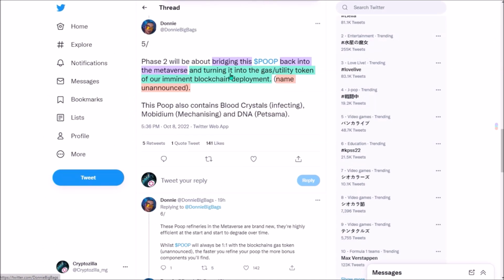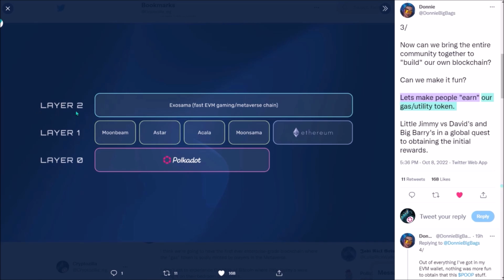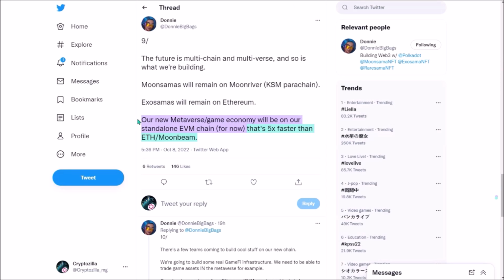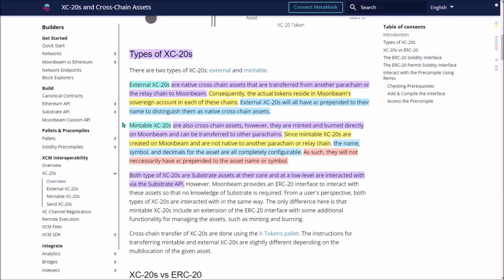According to what Donny tweeted, Poop will soon be used as a gas and utility token in the upcoming Layer 2 EVM blockchain that will be a gaming and metaverse focused chain with very low latency and very fast transaction finality. This new standalone EVM chain is projected to be 5 times faster than Ethereum and Moonbeam and will be powered by the Poop token. These mintable Moonbeam XC20 tokens are still primarily substrate native assets.